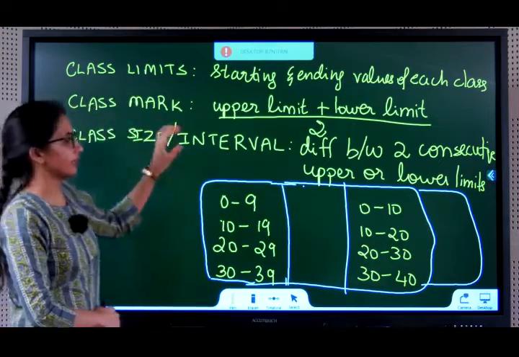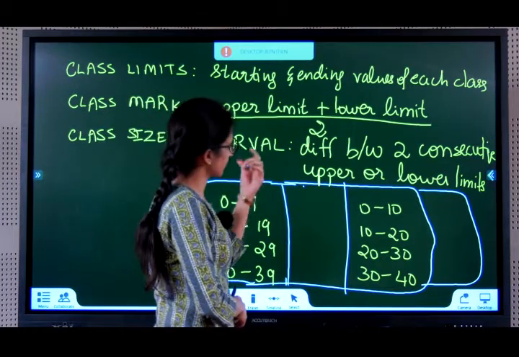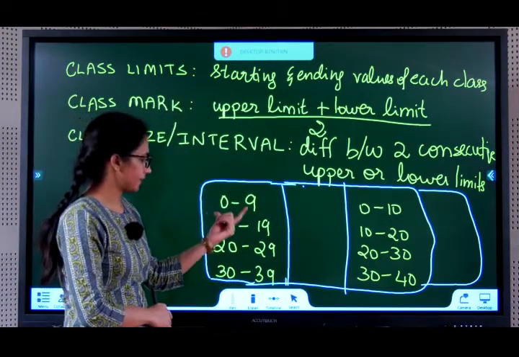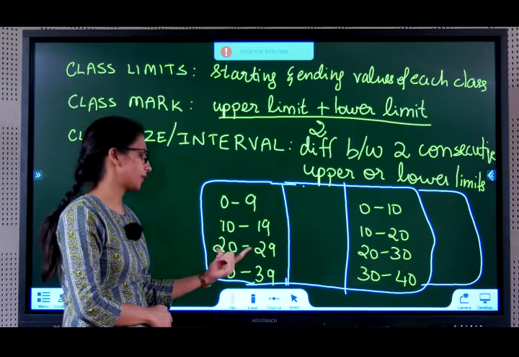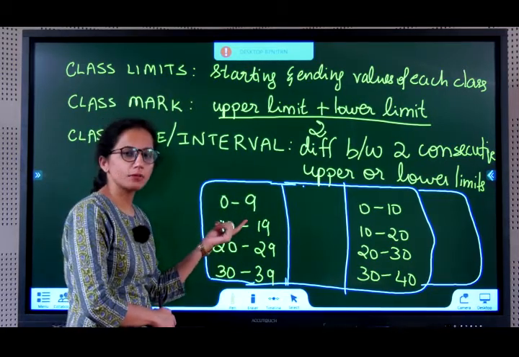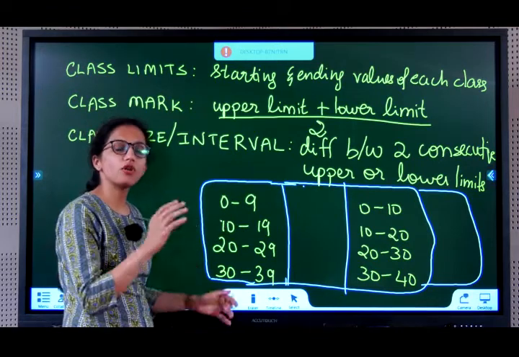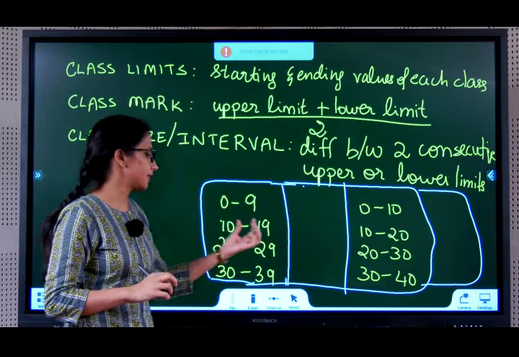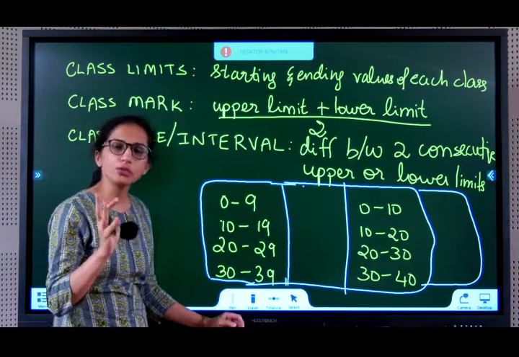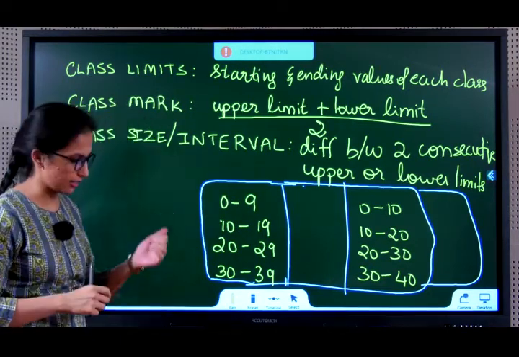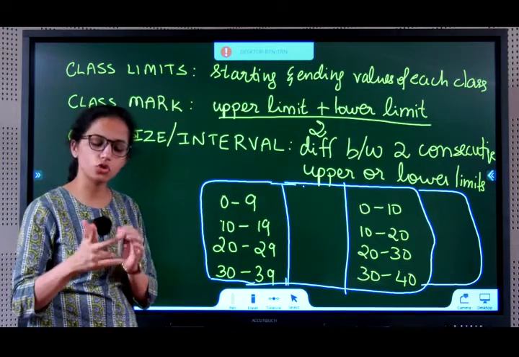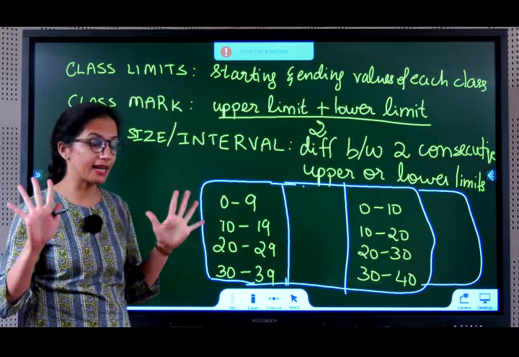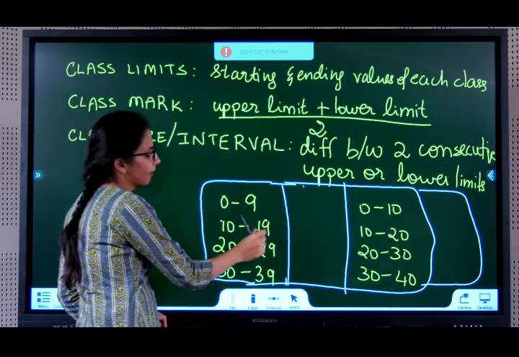Class size or interval. See, 0 to 9, 10 to 19, 20 to 29. How many such numbers are possible between 0 to 9? 0, 1, 2, 3, 4, 5, 6, 7, 8, 9. 10 such numbers are possible. 10 to 19: 10, 11, 12, 13, 14, 15, 16, 17, 18, 19. Again 10 numbers. So you cannot say upper limit minus lower limit.